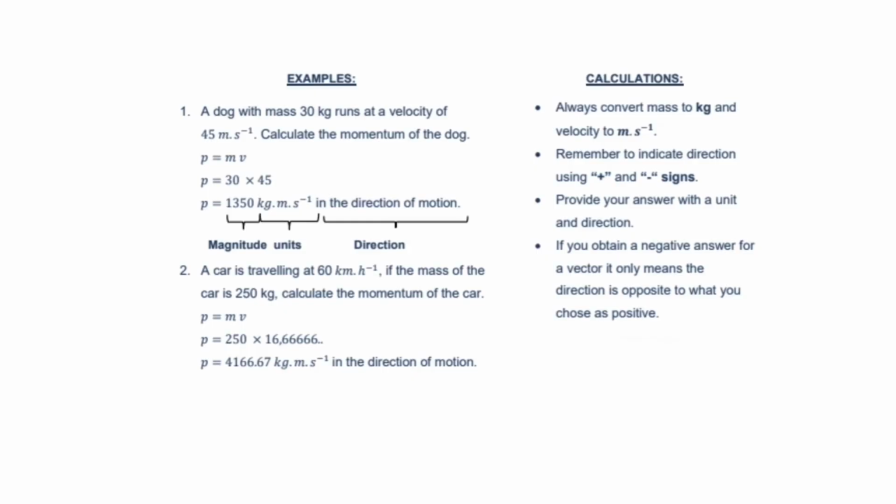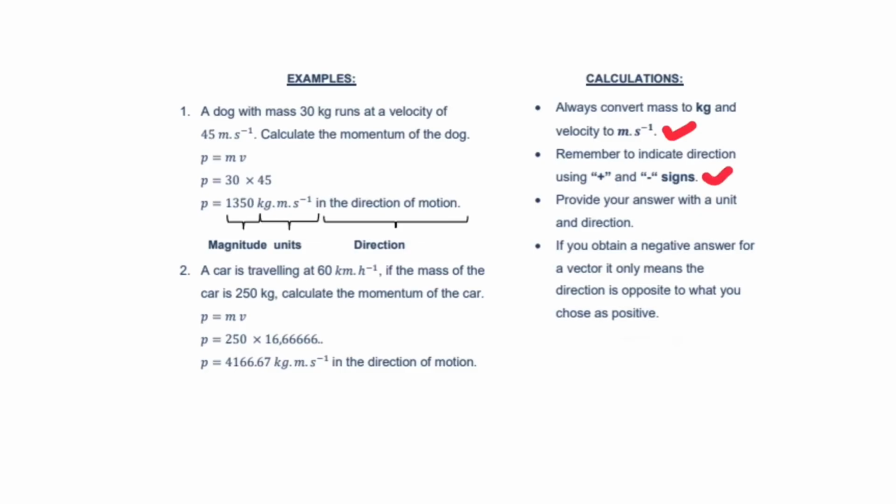But before we look at the examples, there are some guidelines that we should always follow. The first one being to always convert the mass to kgs and velocity to meters per second. Like I've said, we need to convert the mass to kgs and the velocity to meters per second. That is bullet point number 1. And bullet point number 2, remember to indicate direction using a plus sign and negative sign. This is when you substitute, okay?